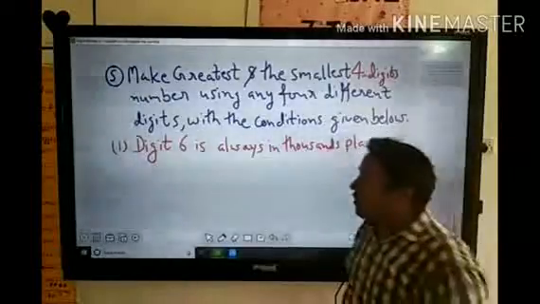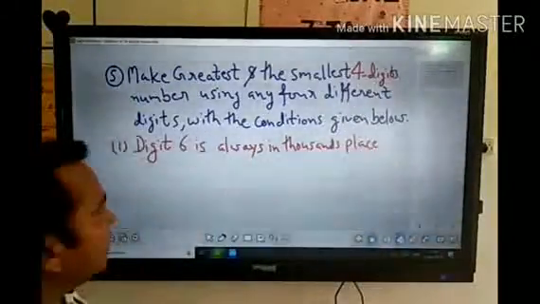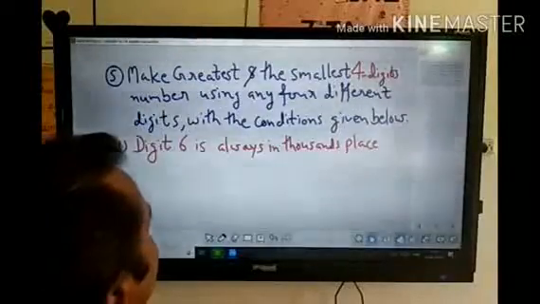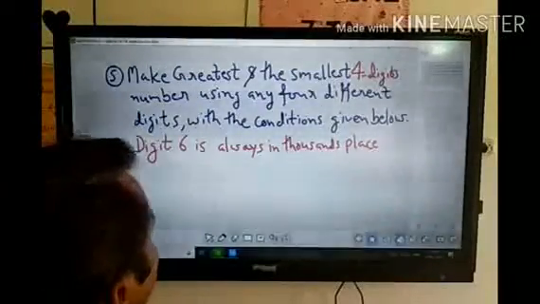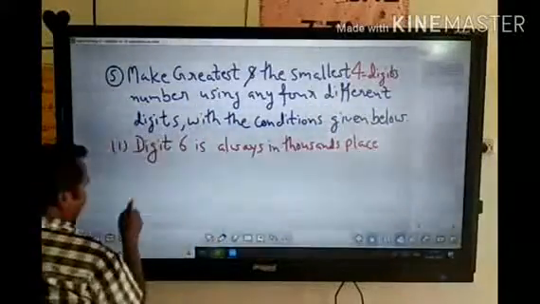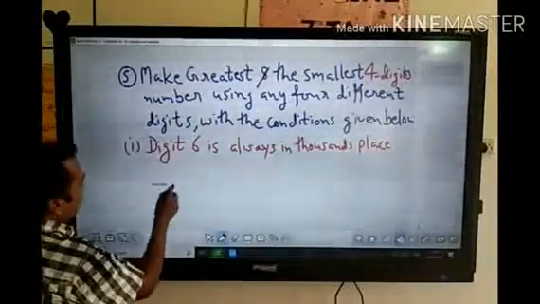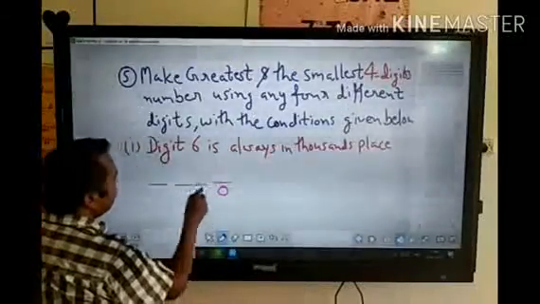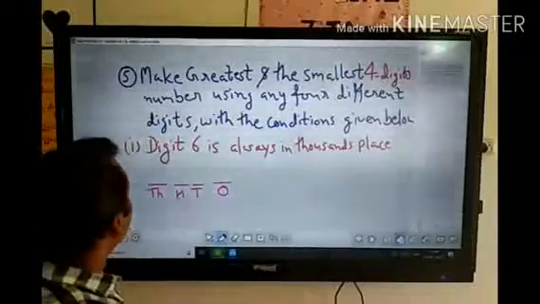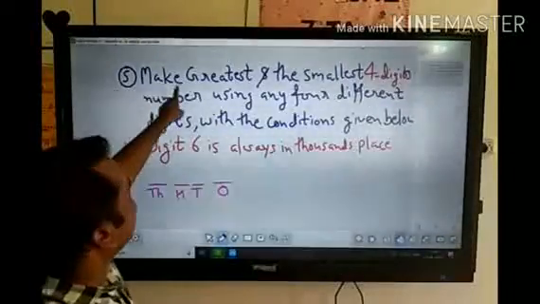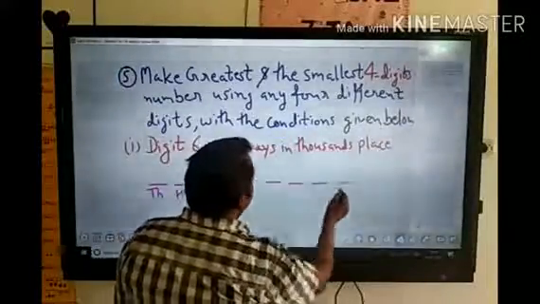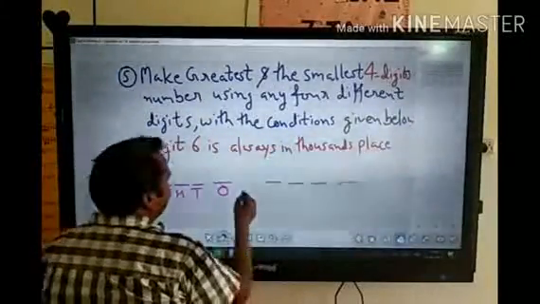Now, question number 5. Make the greatest and the smallest 4-digit numbers using any 4 different digits with the conditions given below. Digit 6 is always at 1000 place. So, we have to make firstly a 4-digit number. So, I will write 1, 2, 3, 4. 1's place, 10's place, 100th place and 1000th place. The given condition is to make the greatest and the smallest. So, I have to make the 2 numbers. The one is greatest and the one is smallest.